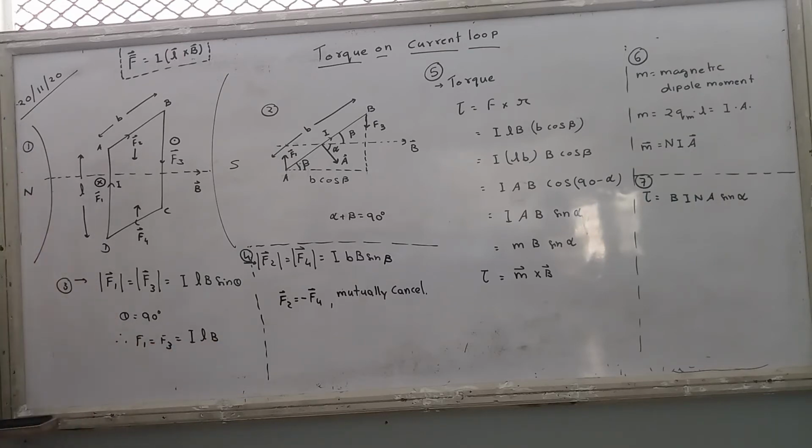Okay. Now calculating force, the direction of forces. F1 or F3, their directions. How to find the directions? By this rule, L cross B.